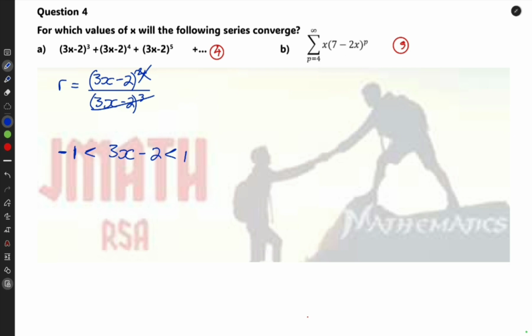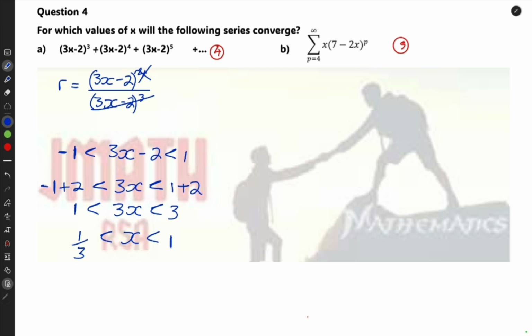I just want x alone in the middle, so I'm just going to take that minus 2. I'm going to move it to both sides. I'm going to add 2 to all sides. Minus 1 plus 2. 3x is still in the middle. 1 plus 2. So now I'm going to just simplify, so that would be positive 1. So this would be positive 1, 3x, and then 3. I want x alone, so I'm just going to divide by 3. So that's 1 over 3 on that side, and that's 1. And now to answer the question, when will this converge? If x is any value between a third and 1.